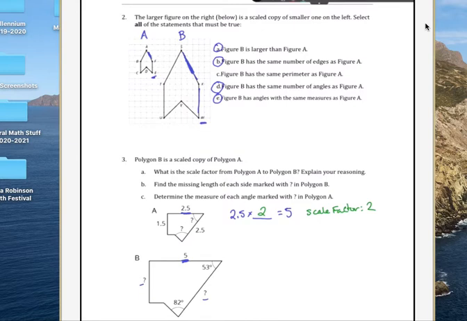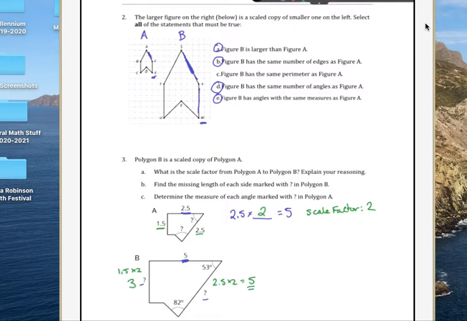In B, we're finding the missing length of each side. So we're going to use the scale factor to find the other lengths. So if this side is 2.5 and the scale factor is 2, then this side has to be 2.5 times 2 again, which is 5. So that's that missing side. If this side is 1.5 and we have to multiply by 2, then this side is 3, because 1.5 times 2 is 3.